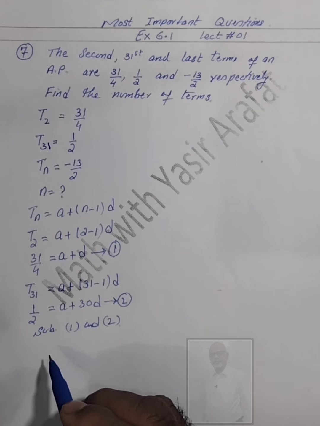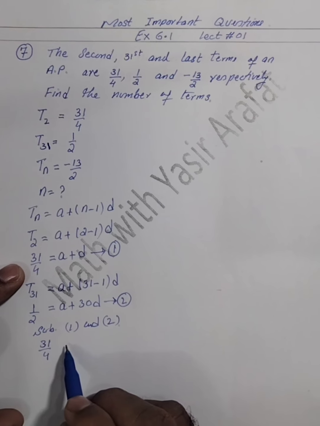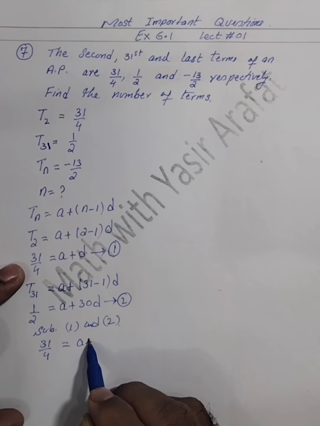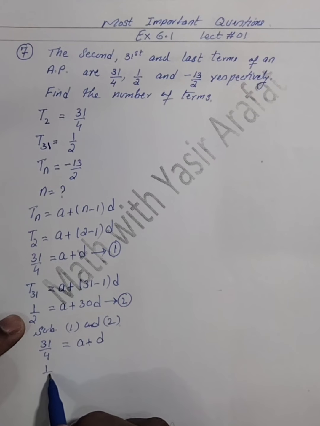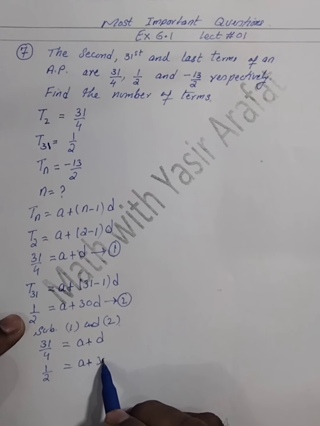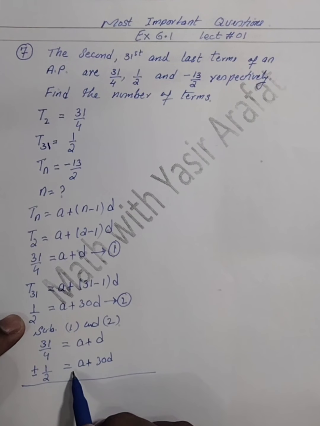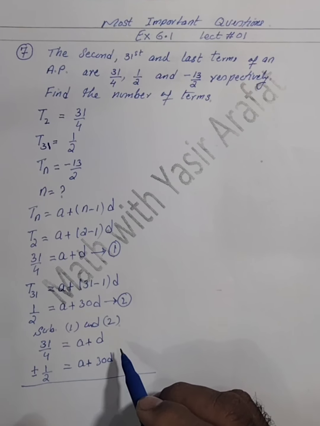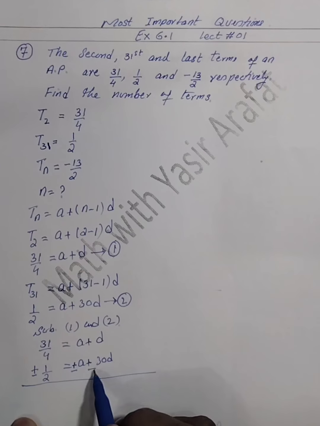So here is equation number 1, left hand side, T31 over 4 equals A plus D. This is T2, 1 upon 2, it equals A plus 30D. Now subtract this one. Change the sign. When we have to subtract two equations, we have to change the sign of the second equation. This is plus, minus, this is plus, minus.